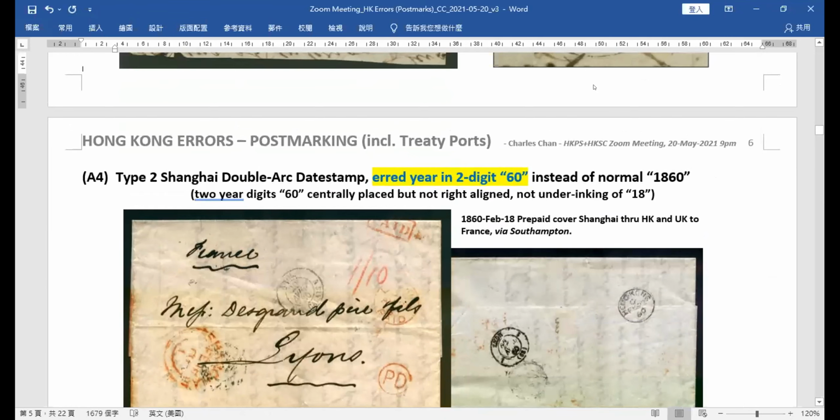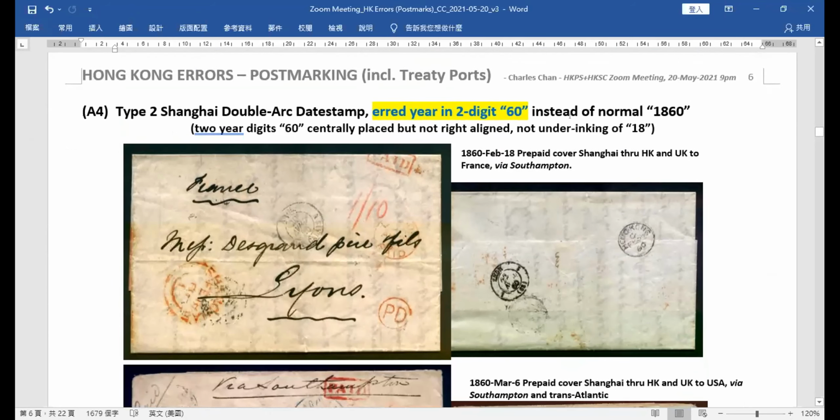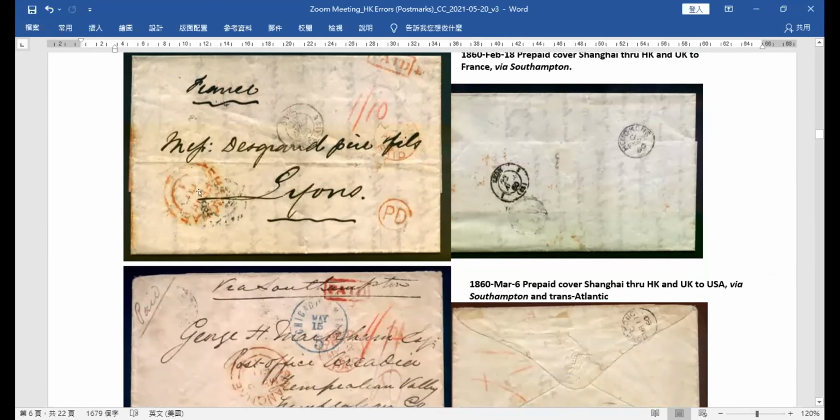Another one will be also the Shanghai double arc day stamp. It is the error for the 1866, not 18660, usually with a 4-digit year. These two covers are with a 2-digit year only.